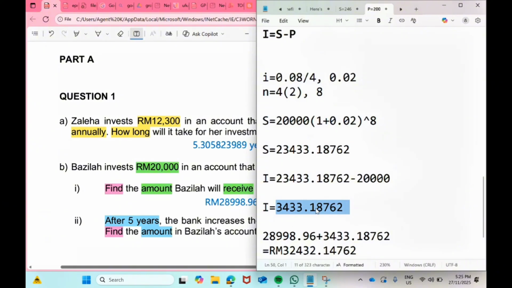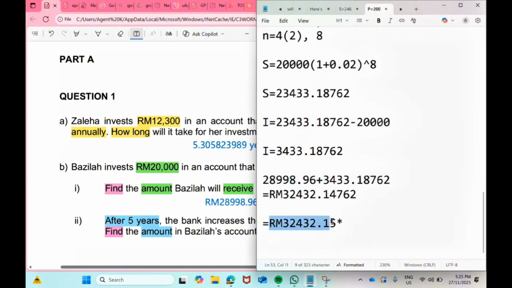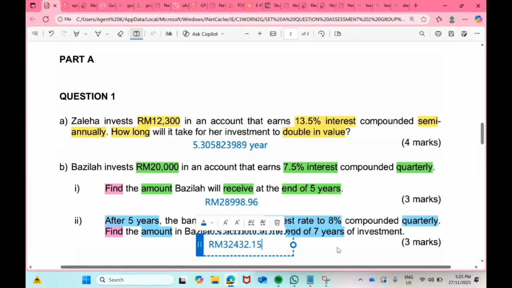Once we've gotten that, we can't shorten it yet because this is not the final answer. Once we've added it together, we'll get 32,432.14762. This is where we can shorten it to 2 decimal points, coming out to this much, 0.15 cents. And that's all from me.